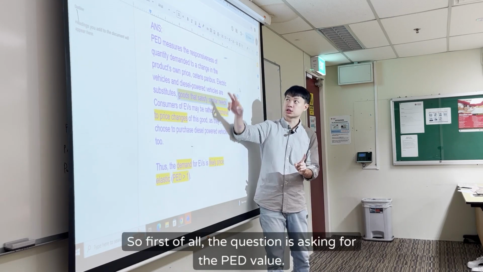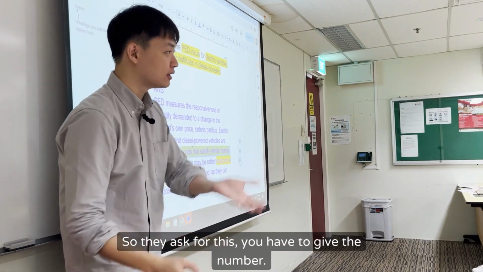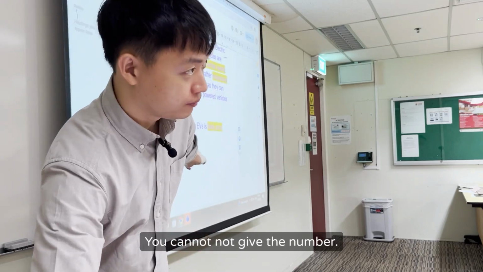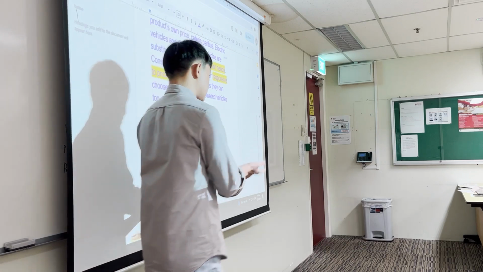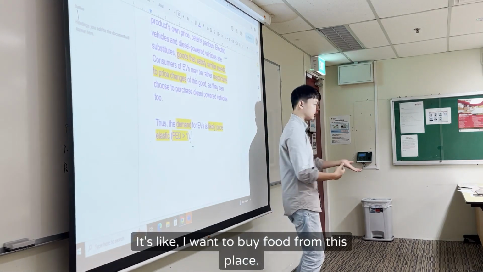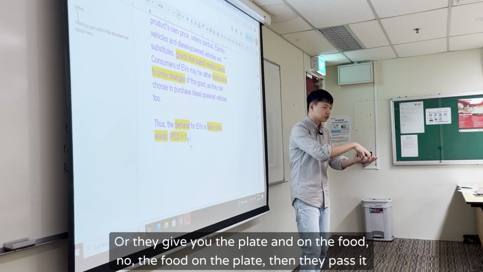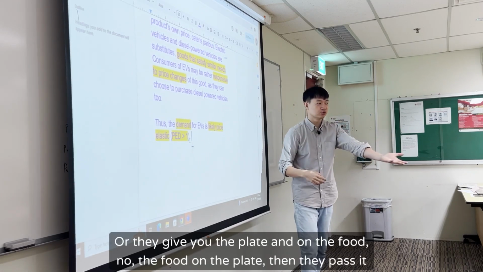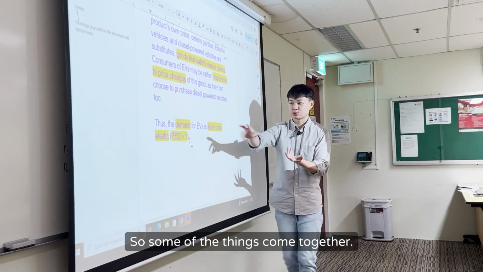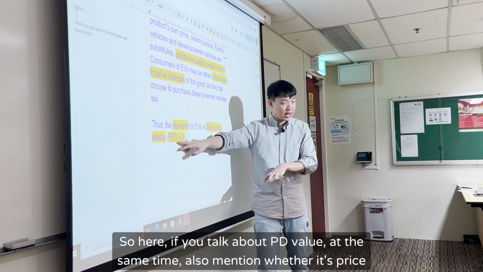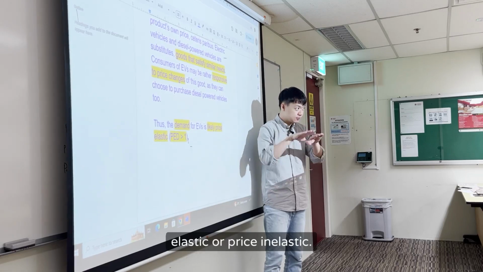First of all, the question is asking for the PED value, so you have to give the number. You cannot not give the number. But when you give the number, you cannot just give the number. It's like I want to buy food from this place. They cannot just give me the food without the plate. Or they give you the plate with the food on it, and pass it to you, but they cannot do that because you need the cutlery also. So some things come together. So if you give the PED value, at the same time also mention whether it's price elastic or price inelastic. They come together.